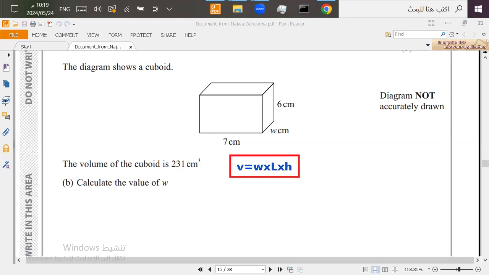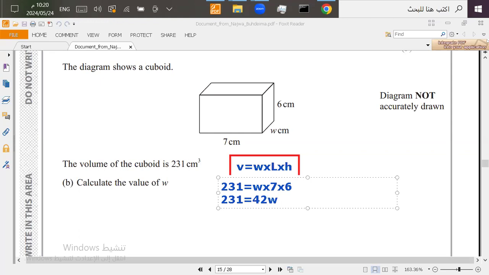We already know what the volume is, so we're going to use the numbers here. So the volume 231 equals width, we don't know it, multiplied by the length, which is 7, multiplied by the height, which is 6. Now we continue with the answer. So 231 equals W multiplied by 7 multiplied by 6. So we multiply 7 and 6. 7 times 6 is 42. So 42W, like this.